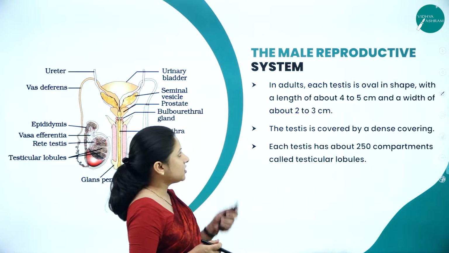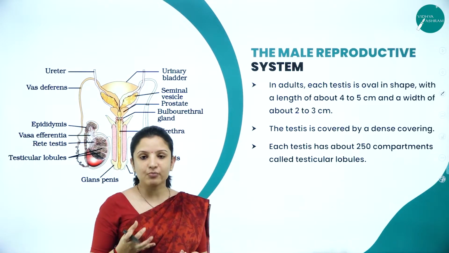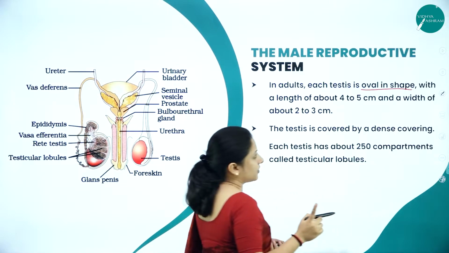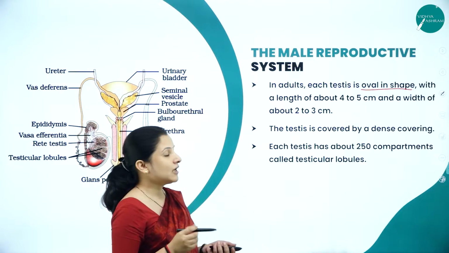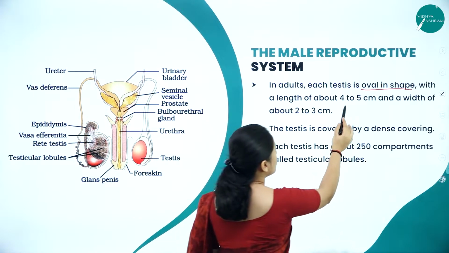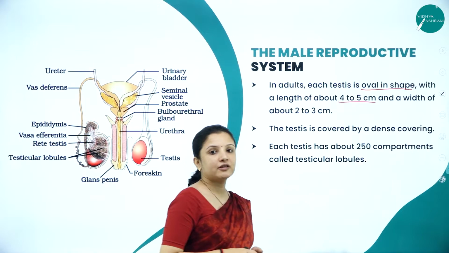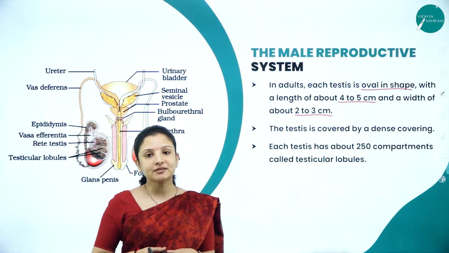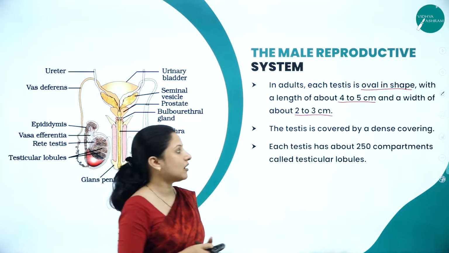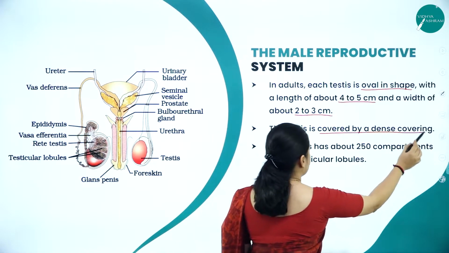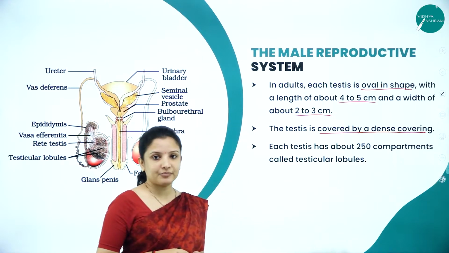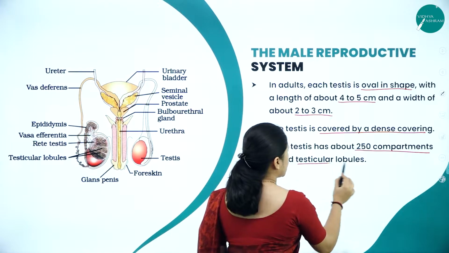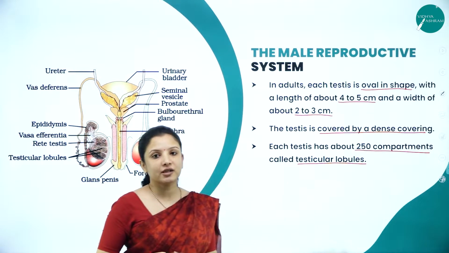Next, moving further, in adults, when we look at the shape of the testis, it is oval in shape. Testes are 2 in number, and those testes are oval in shape, with a length of about 4 to 5 centimeter, and the width of the testis is about 2 to 3 centimeter. And the testis is covered by a very thick, dense covering, and each testis has about 250 compartments, which are called as the testicular lobules. So it has testicular lobules.